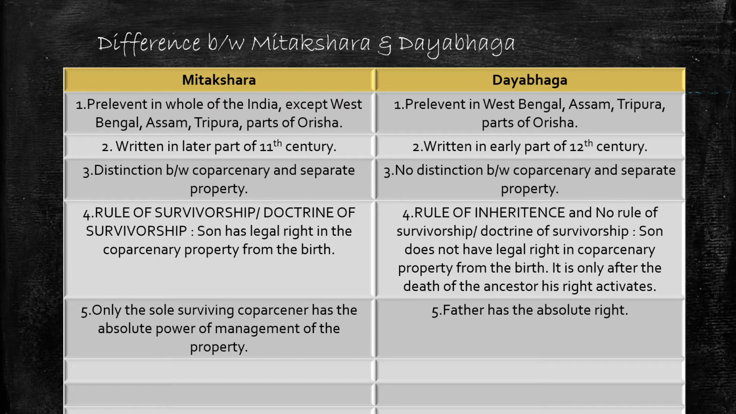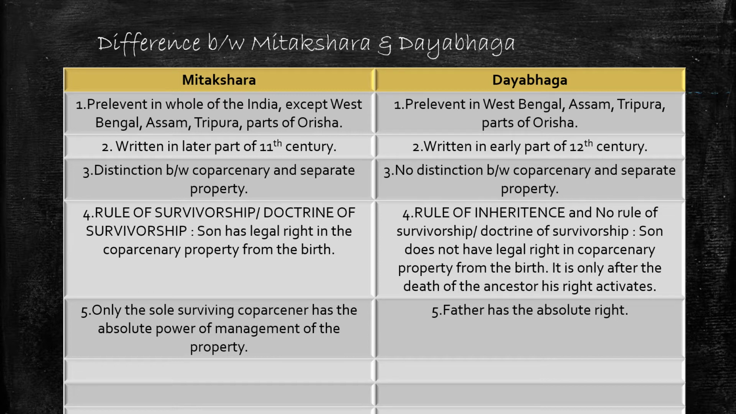We can also call it the doctrine of survivorship. That means son has the legal right in the coparcenary property from the birth. Whereas on the other hand, if we see Dayabhaga school, there is the rule of inheritance and no rule of survivorship. That means that son does not have legal right in coparcenary property from the birth. It is only after the death of the ancestor that his legal right activates.